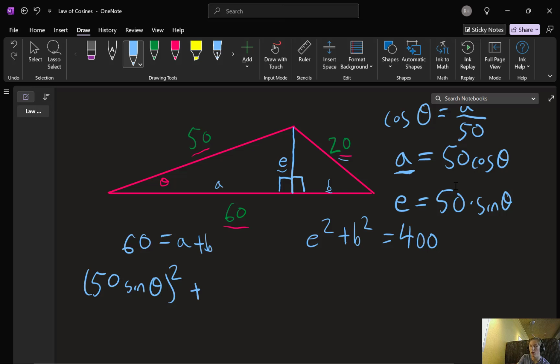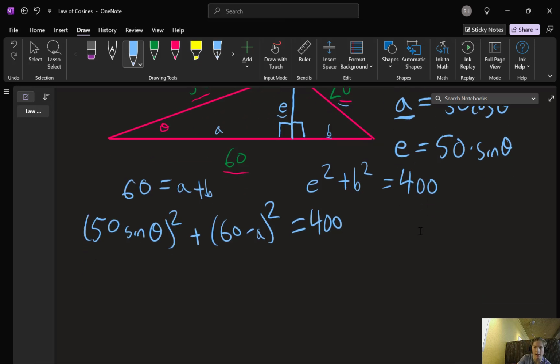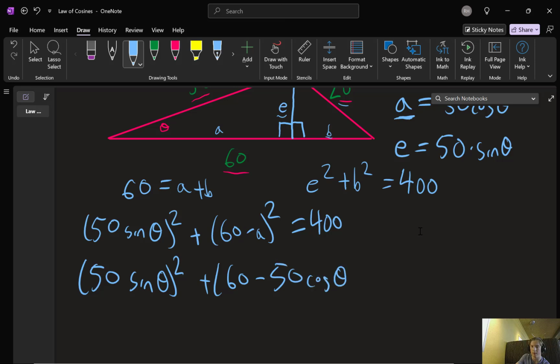Because 60 is equal to A plus B, we know that B is equal to 60 minus A. So right now we can just say 60 minus A, squared, is equal to 400. And because we know A is 50 times cosine theta, we can get the equation in terms of theta, and then we can just solve off of that. So we can plug these values in. We can subtract A, which is 50 cosine theta, square that, and set this equal to 400.